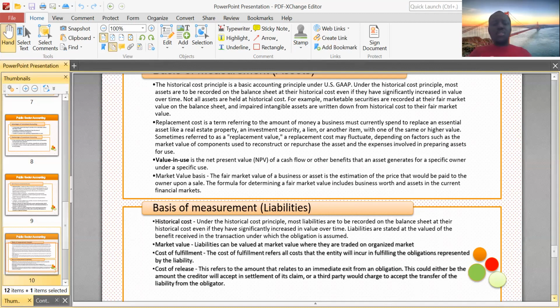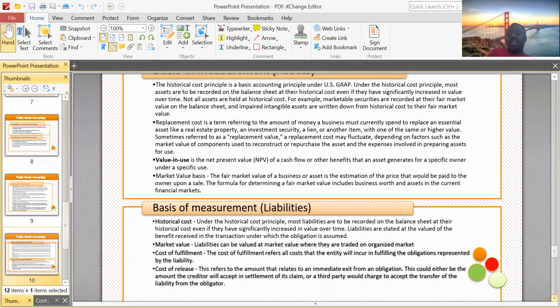They also have the cost of release. The cost of release refers to the amount that relates to an immediate exit from an obligation. So if an organization wants to immediately take itself out of an obligation, the cost that they will incur to release themselves from it is referred to as the cost of release.